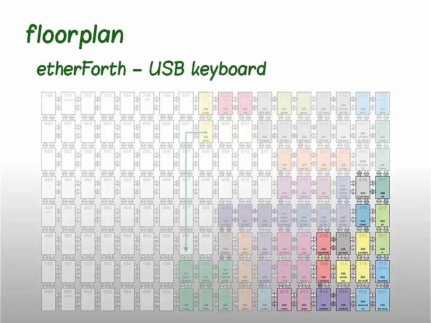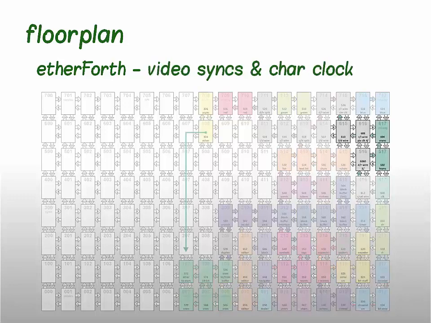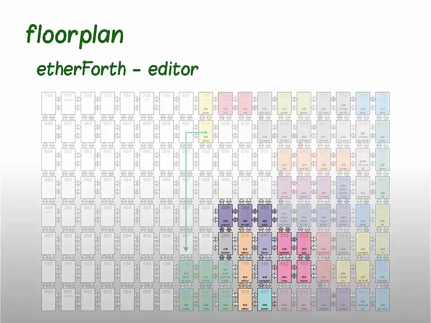Here is the USB host and keyboard controller, and this part generates horizontal and vertical sync signals as well as the character clock, which is fed into node 715 internally, so we don't need any external wire. It uses the USB oscillator as its clock source. And the last part is an editor, which I am going to show in action now.